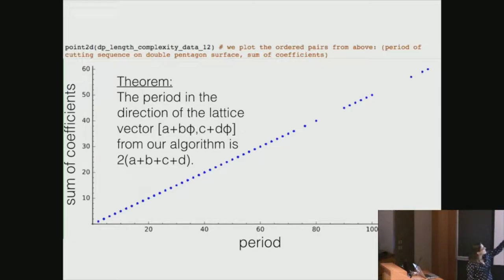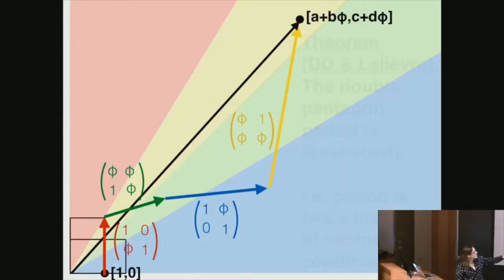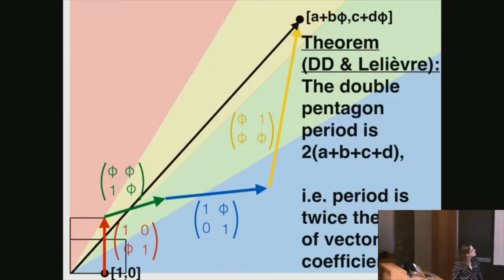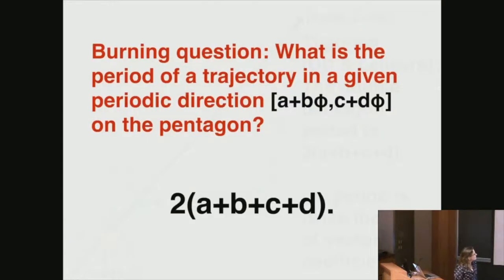The period of the direction of this lattice vector, a plus b phi, c plus d phi, that we get from our algorithm is exactly 2 times a plus b plus c plus d. So back when it was like, we're so close, you were grasping at it. Yeah, there it is. So that was a great victory. We solved it. Isn't that so great? Insights like that don't happen all the time. So when they come, you have to celebrate. Okay. So there is our burning question, and there is our answer, just so you know. We did it.